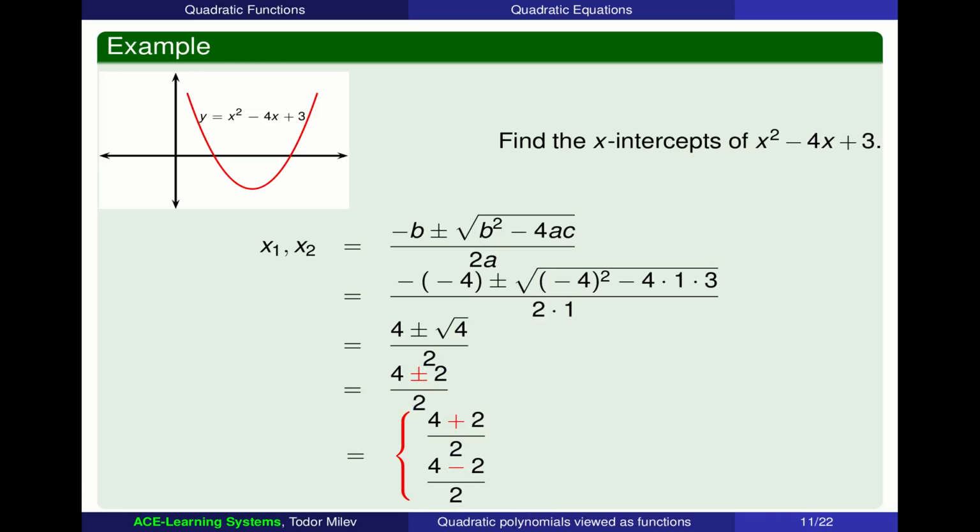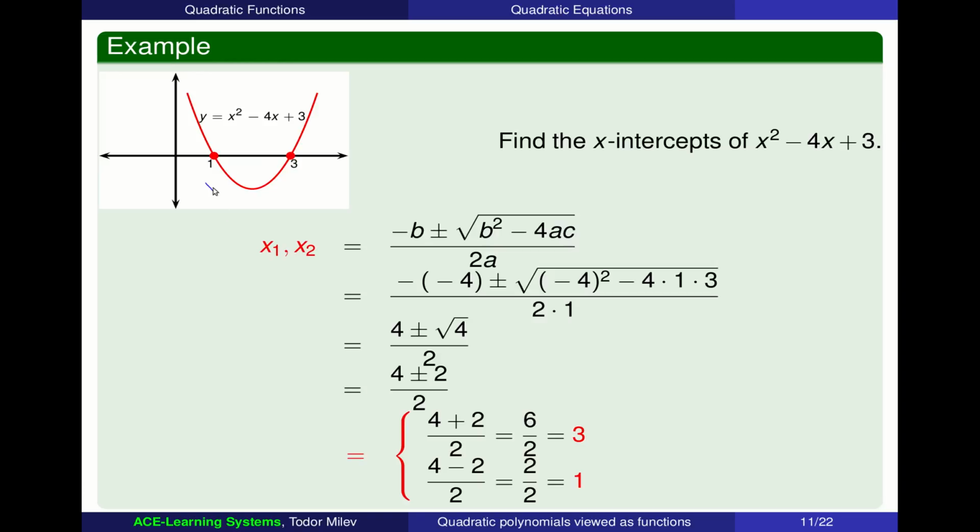Okay? Now, 4 plus 2 is 6, and 6 divided by 2 is 3. So that's one of our solutions. Now 4 minus 2 is 2, and 2 divided by 2 is 1. So that's another solution. So here are our two solutions, 3 and 1. That solves our problem. So we have found the x-intercepts of our quadratic.